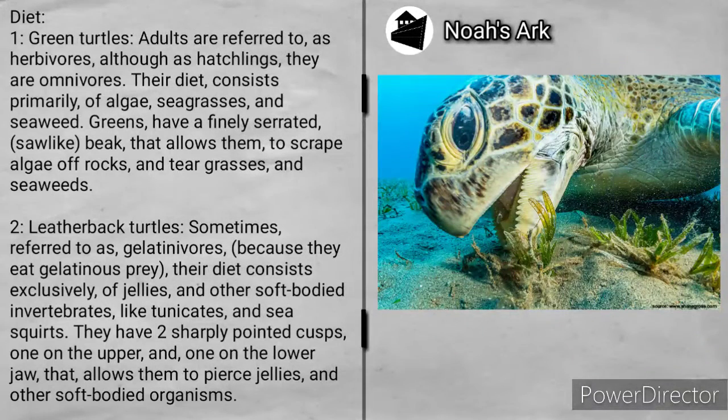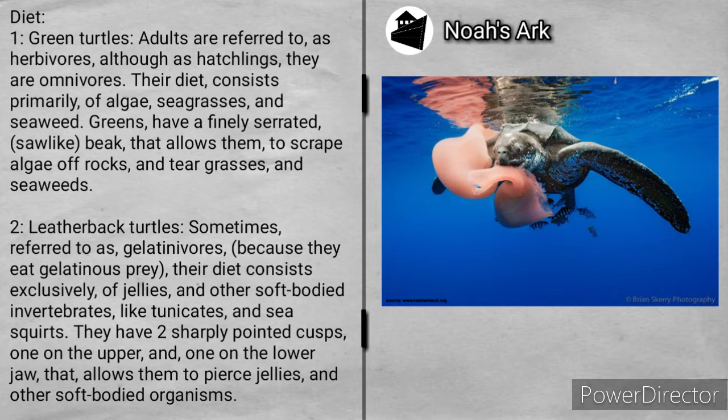Diet. 1. Green turtles. Adults are referred to as herbivores, although as hatchlings, they are omnivores. Their diet consists primarily of algae, seagrasses, and seaweed. Greens have a finely serrated, saw-like beak that allows them to scrape algae off rocks, and tear grasses and seaweeds.